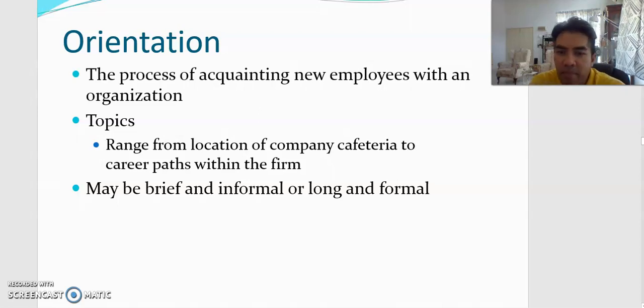And sometimes it can be very brief, a one-day tour and informal, and sometimes it can be a formal and long process. A formal process, for example, is where they give you a checklist form in which you need to go and meet each of the respective managers and get their signatures, and then submit it to the administration.